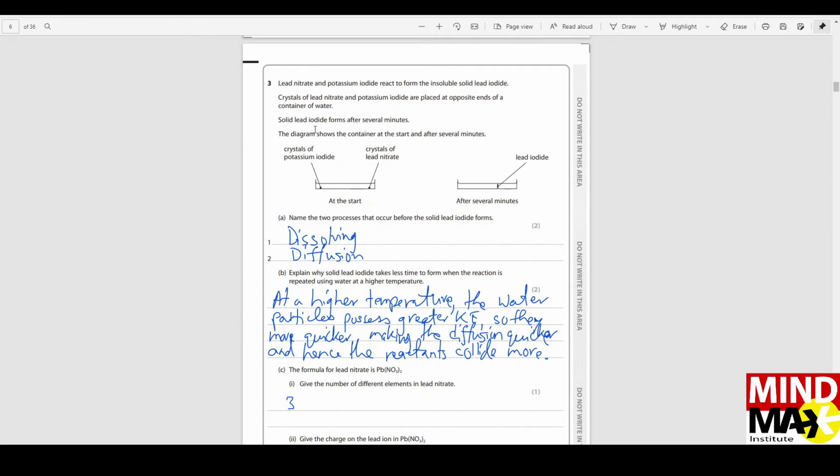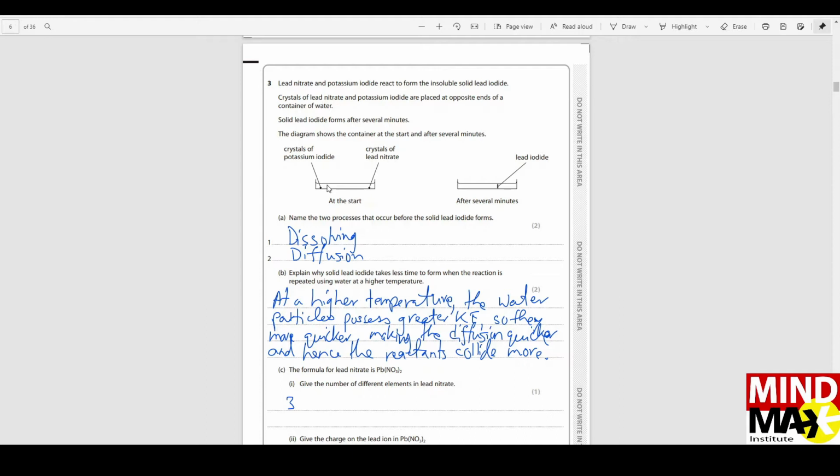Then in here you have crystals of lead nitrate on one side, crystals of potassium iodide on the other side of this water filled flask, water filled container, whatever it is. So what is going to happen is they will react. Main thing is they will react, and before they actually end up reacting, 2 things have to happen.